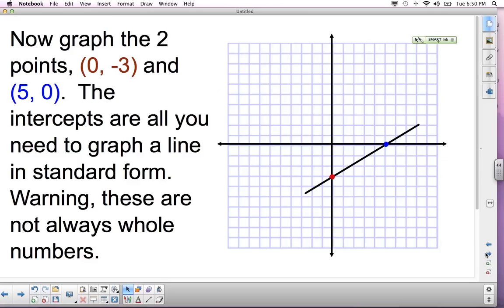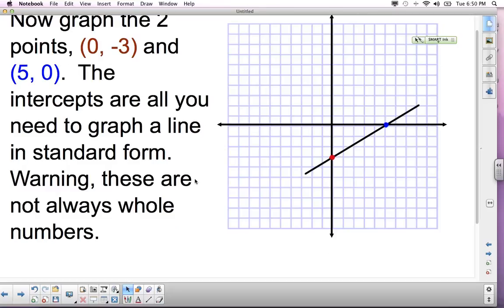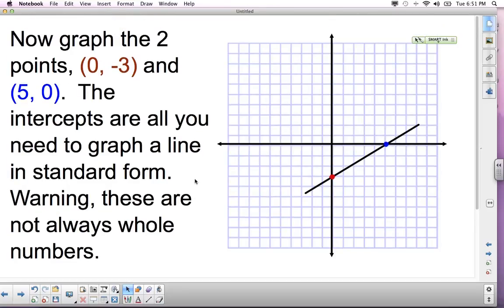When we put these together on the graph, we get the line, and it's really quite nice because the (0, -3) is easy to graph on the y-axis. The (5, 0) is easy to graph on the x-axis, and now we have the line. I do want to warn you, you don't always get whole numbers for these, but I do find that the intercepts are probably the easiest way to graph equations in standard form.